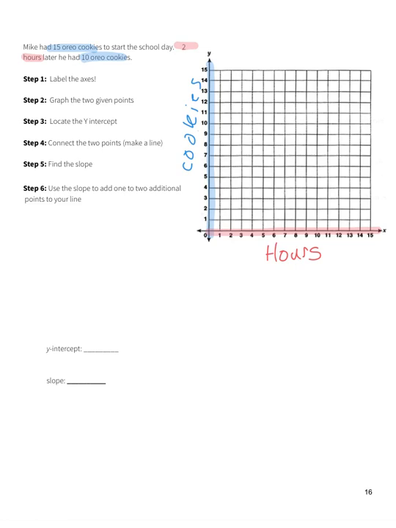Okay, label the axis. Step 2, graph the 2 points. Well, my starting point, he had 15 Oreos to start the day. And then 2 hours later, he had 10 Oreos. So that's where my second point would go. Next, locate the y-intercept. Well, my y-intercept is my starting point, or when x is 0. So my y-intercept is (0, 15).